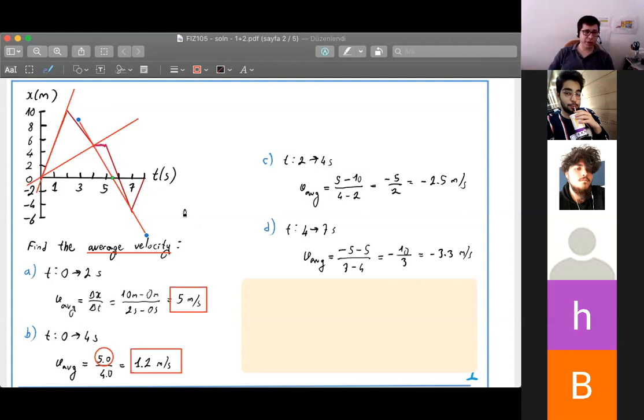Based on the result in part C. So, final position is this, minus 5 meter. Initial position is this, plus 5 meter. Okay, their difference is this, minus 5, minus 5. Delta t is this, 7 minus 4. Okay, result, minus 10 over 3. Minus 3.3 meter per second. Here it is. See, it's steeper compared to this one, previous value.